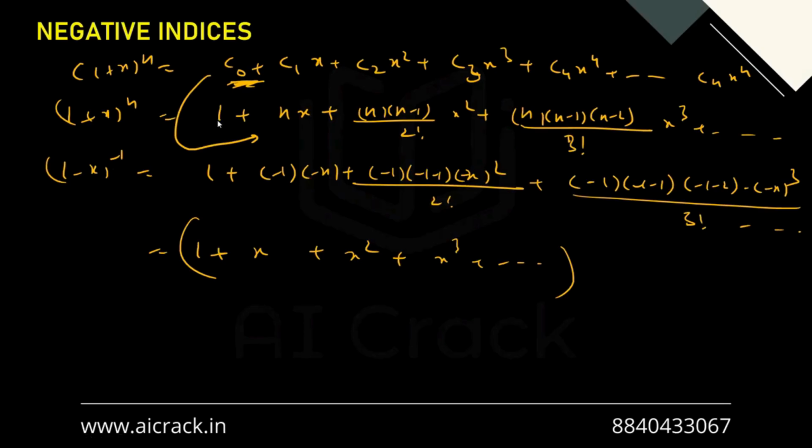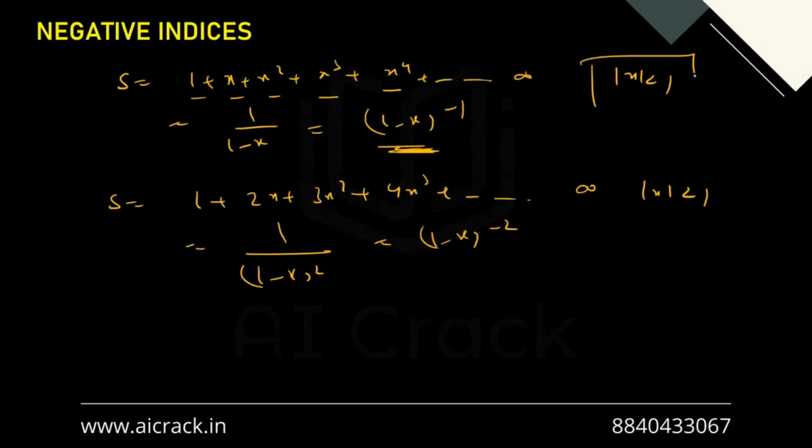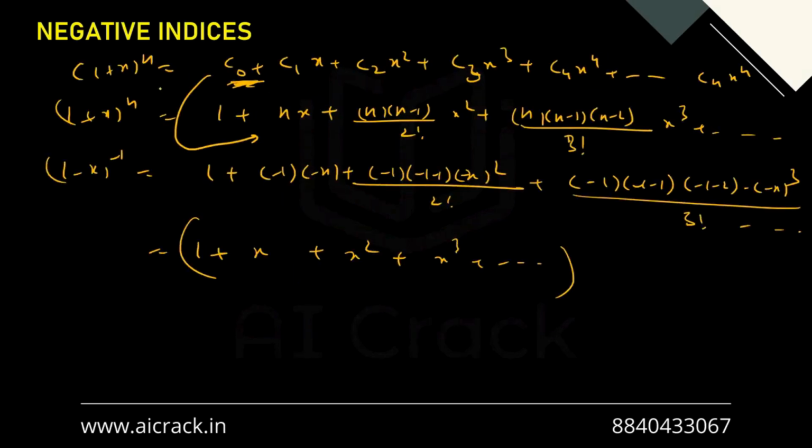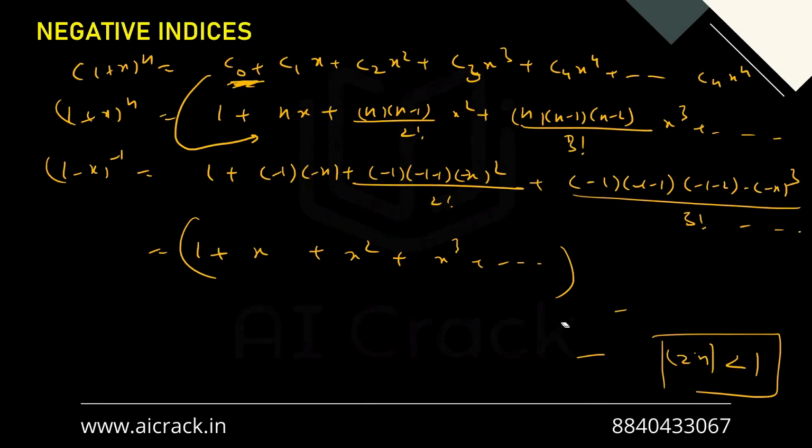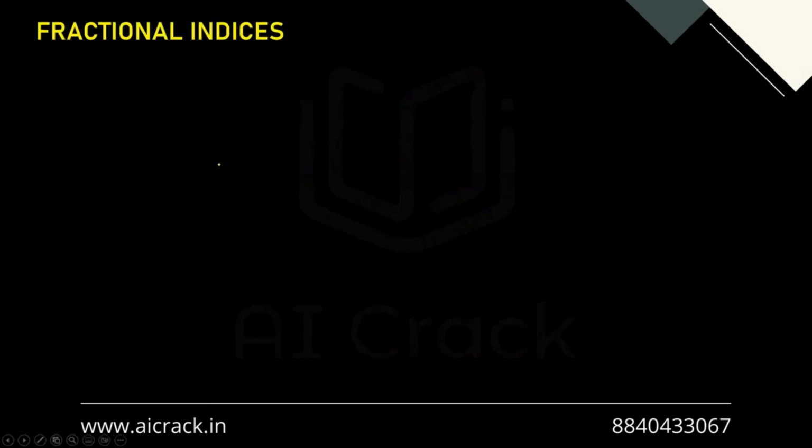But there is one problem over here. In this one we derived only for such a condition. So again, if we are using the negative index or the fractional index, we'll always have to consider mod x less than 1. And mod x doesn't mean just the x value. Let's say if we have 1 minus 2x raised power, let's say minus 2 over here. In that case, mod 2x should be less than 1. It doesn't mean just x. x means anything over here, the modulus of that should be less than 1, right? So this condition has to be followed if you have to use this kind of expression for any kind of binomial expansion, right?